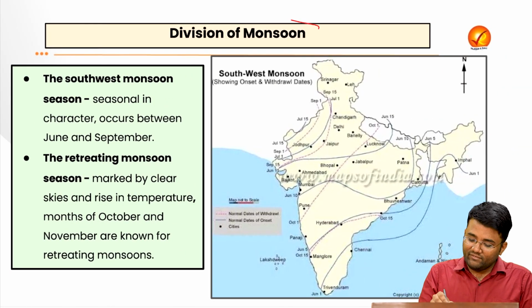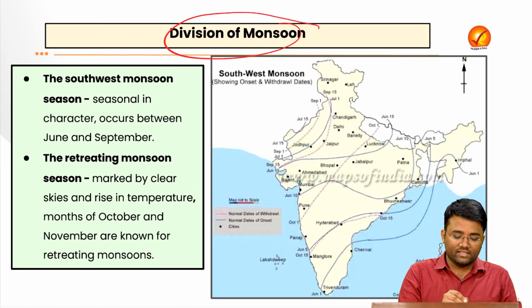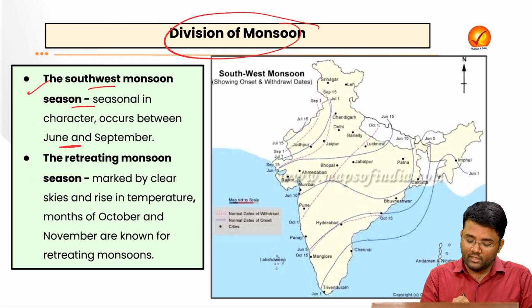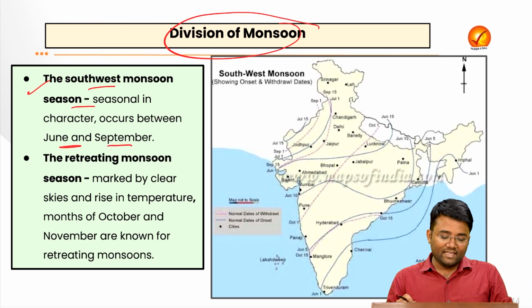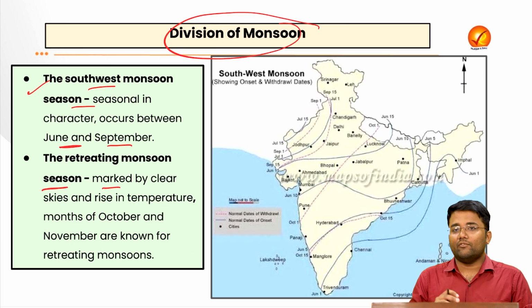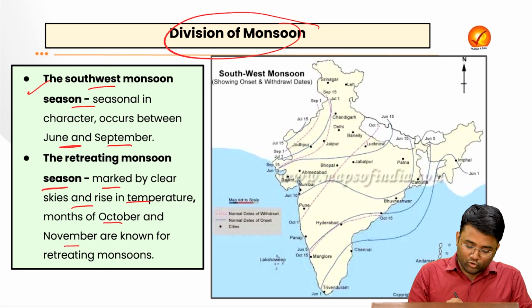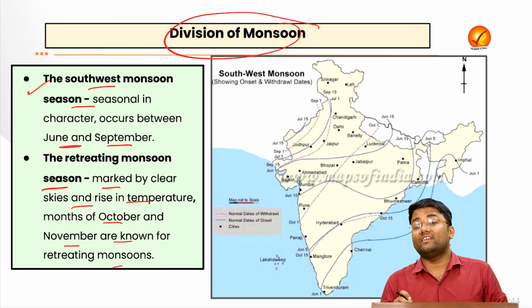Now, what is the division of the monsoon? There are two divisions. One is the southwest monsoon season, which is seasonal in character and occurs between June and September. Whereas the retreating monsoon season is marked by clear skies and a rise in temperature, and the months of October and November are known as the retreating monsoon.